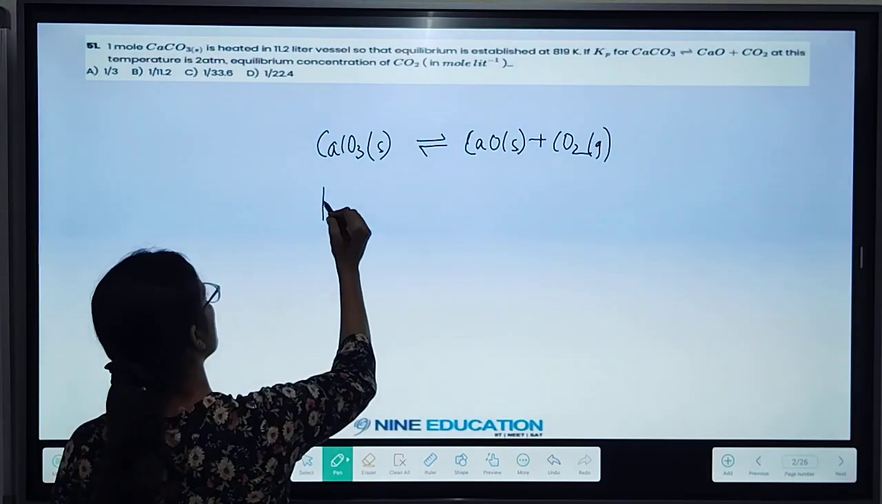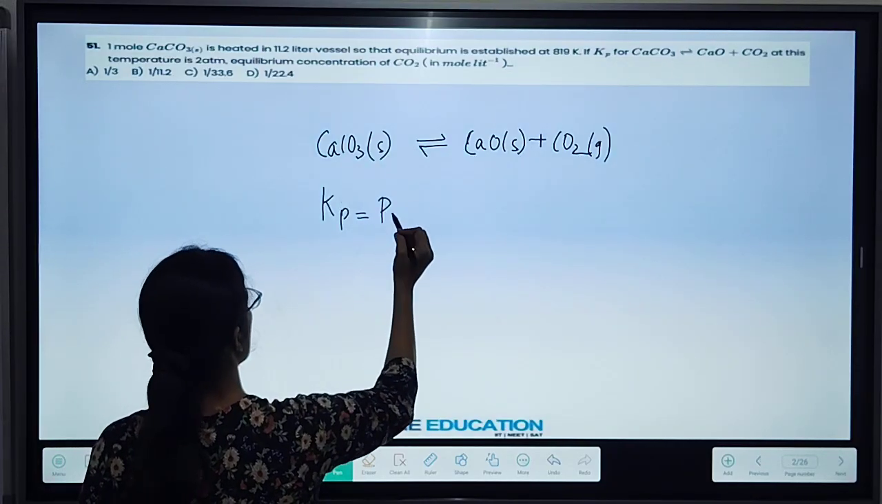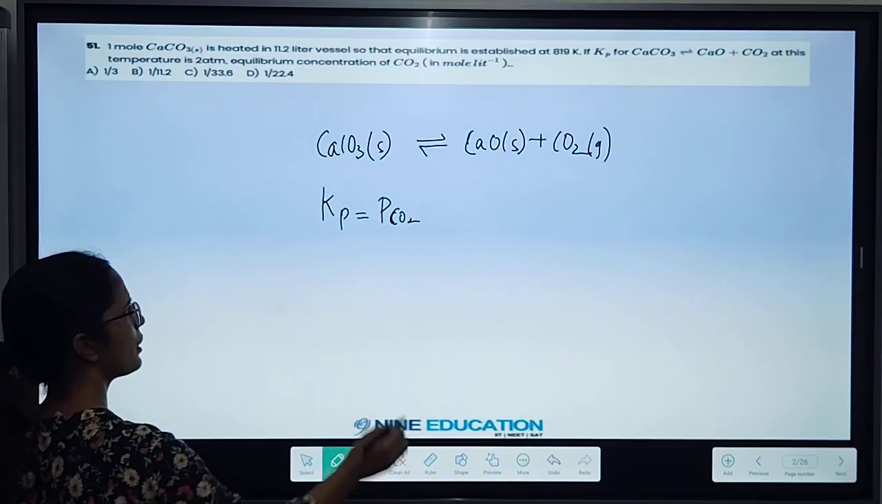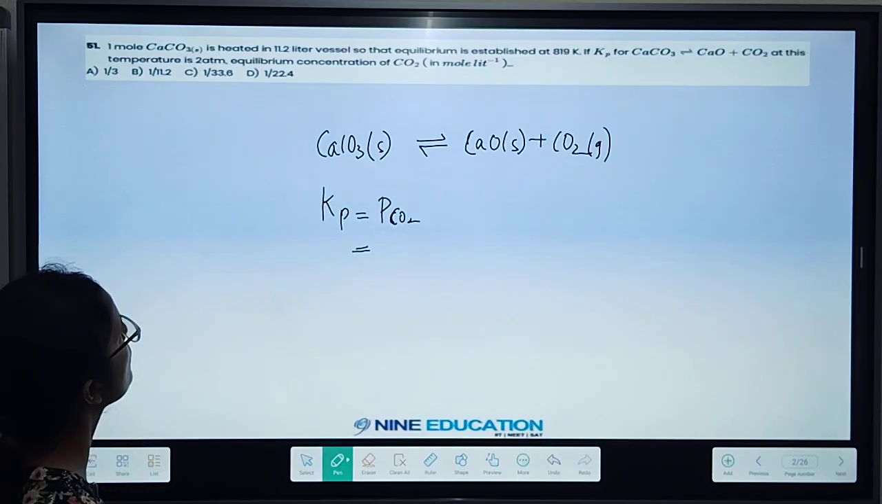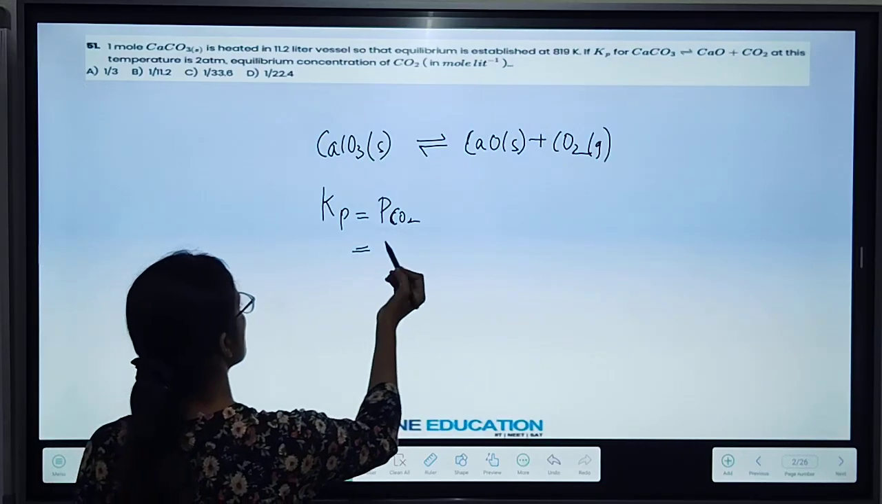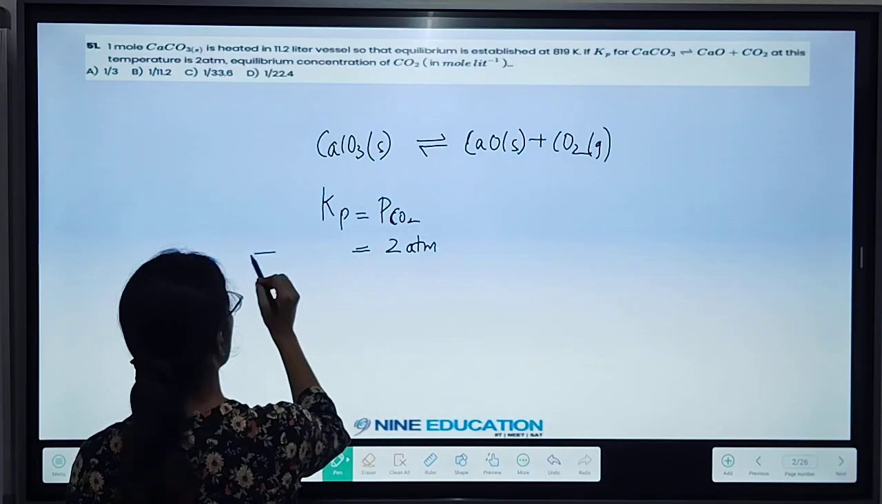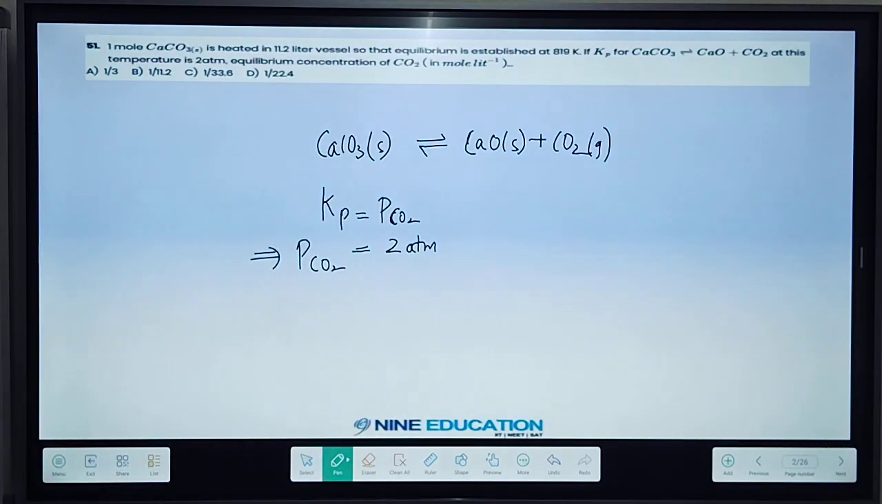Now if I need to understand what Kp is for this reaction, it will be simply what? Pressure of CO2 at equilibrium. So can I say that ultimately they are giving you the pressure of CO2 at equilibrium, which is 2 atm, right? So with this I can say that pressure of CO2 is 2 atm. Now they are asking what will be the equilibrium concentration of CO2.